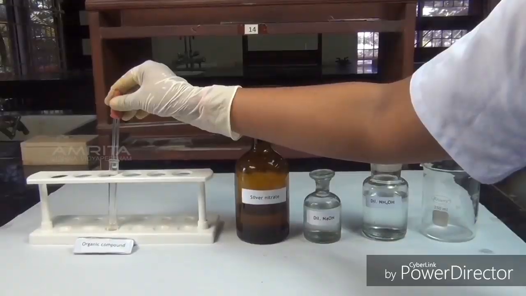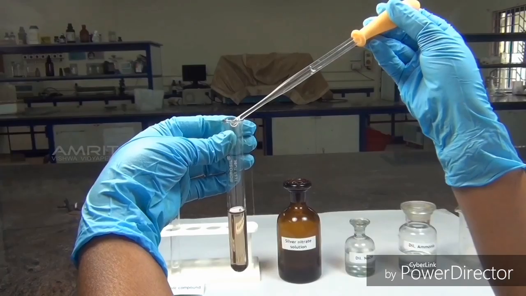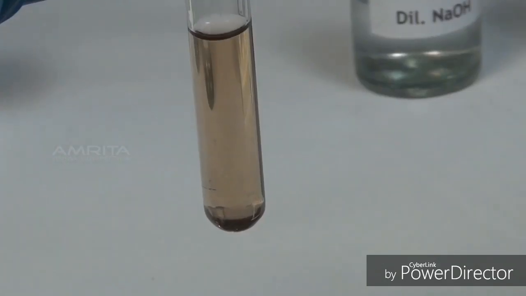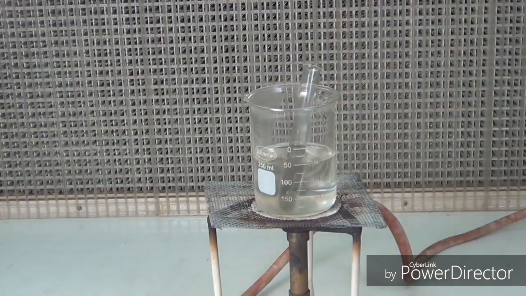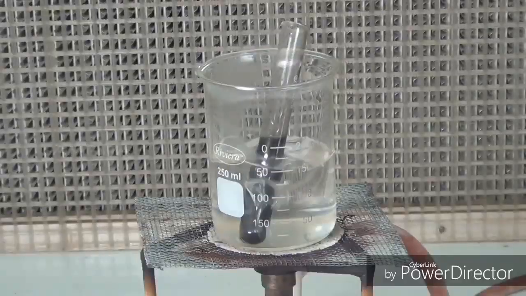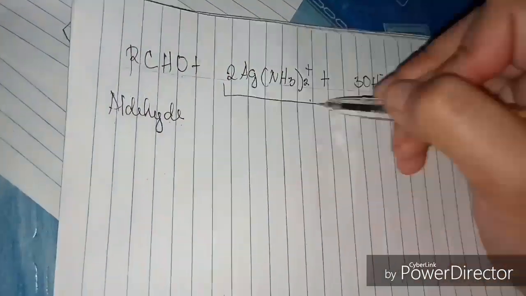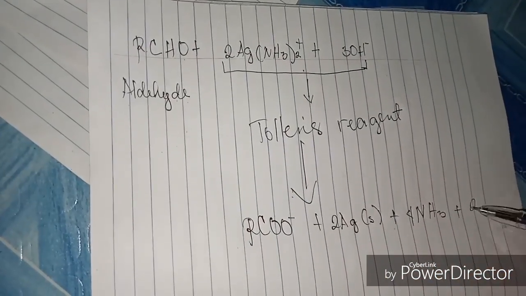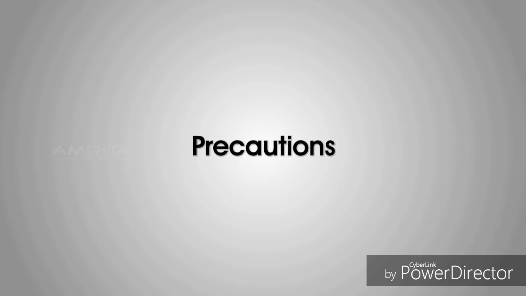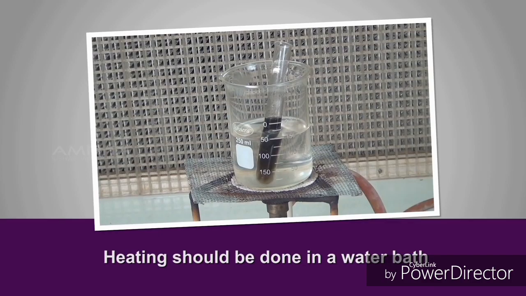Now, using a dropper, add a small quantity of organic compound to the test tube. Heat the test tube in a boiling water bath. Aldehyde reduces silver ions in the test reagent to elemental silver, which is accumulated on the inner surface of the test tube, producing a silver mirror. Precautions. Heating should be done in a water bath.